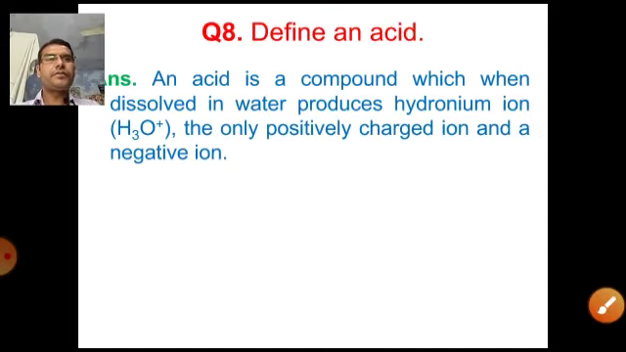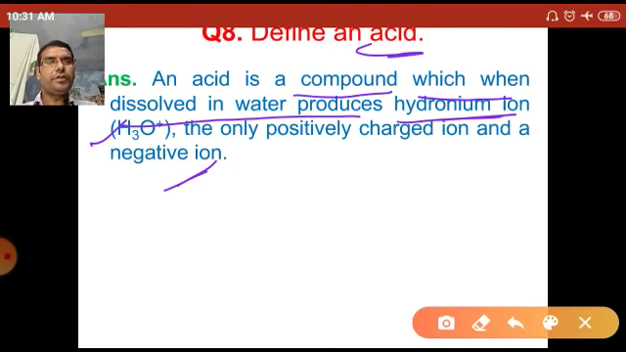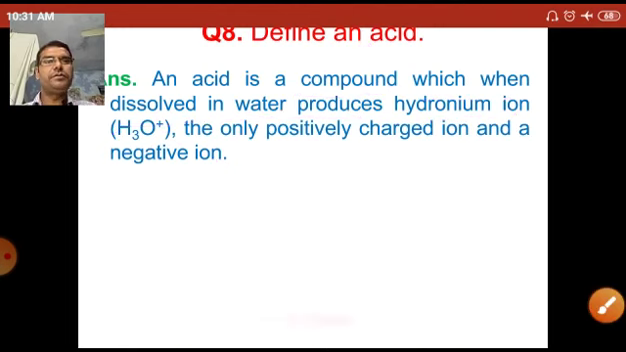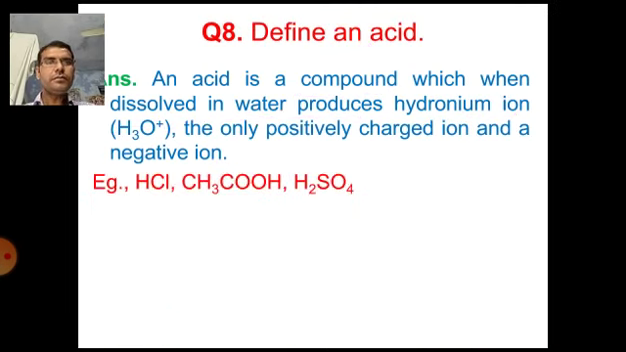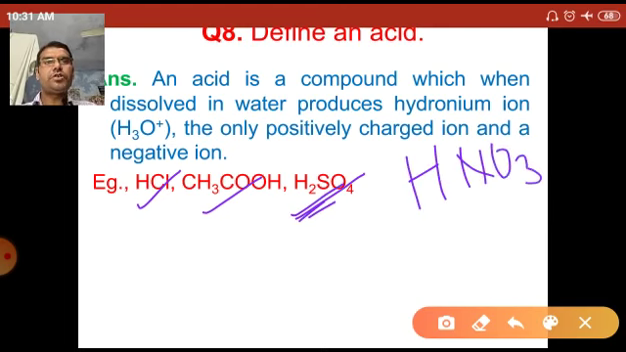Now here the definition is, an acid is a compound which when dissolved in water produces hydronium ion, H3O plus ion, the only positive ion, and a negative ion also. That compound is called an acid. As for example, HCl is an acid, CH3COOH acetic acid, H2SO4 sulfuric acid, HNO3 is also an acid, H2CO3 is also an acid.